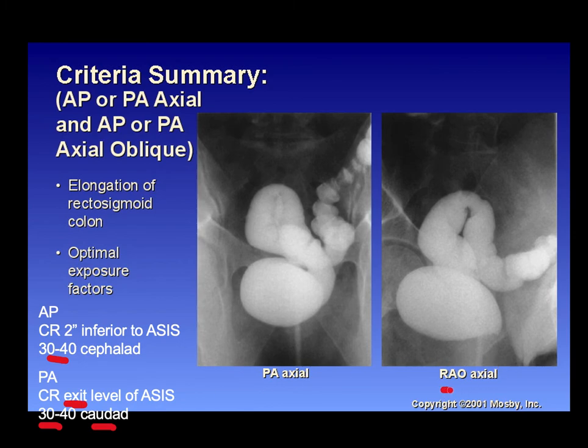Okay, this one here is showing an RAO axial, so you're still in that axial position. You're just slightly RAO'd because you can see here that everything is overlaying one another, and this separates it, okay? So depending on the protocol, you may have to do an RAO axial along with either AP or PA axial.